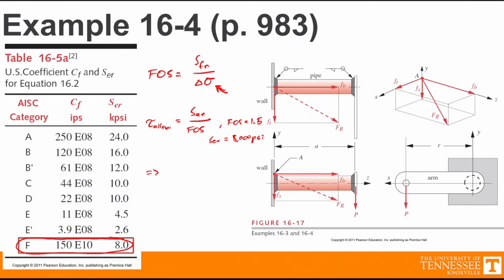And so from that, we know that our allowable stress that we can have inside of this weld is 5,333 PSI. So really easy to get an allowable stress from the factor of safety, purely based on the geometry that we are welding with. So this is where the beauty of treating these welds as a line really comes in.